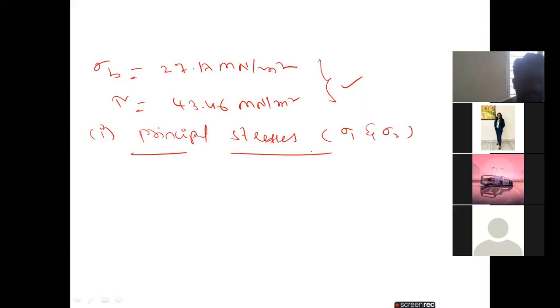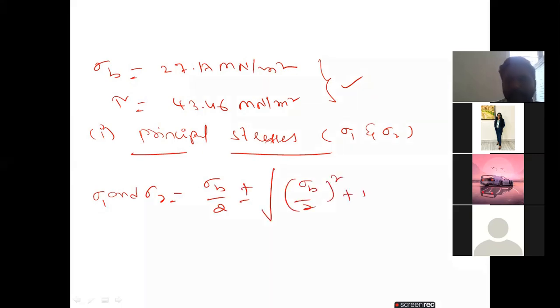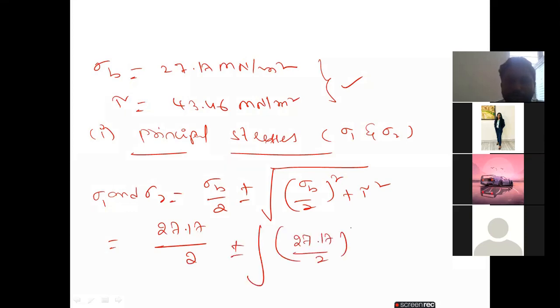So we know the principal stresses formula: sigma 1 and sigma 2 is sigma b by 2 plus or minus the square root of (sigma b by 2) whole square plus tau square. Here sigma b is 27.17 by 2 plus or minus square root of (27.17 by 2) whole square plus tau, which we know already is 43.46, whole square. Once you solve this, the sigma 1 value is 59.12 mega Newton per meter square.